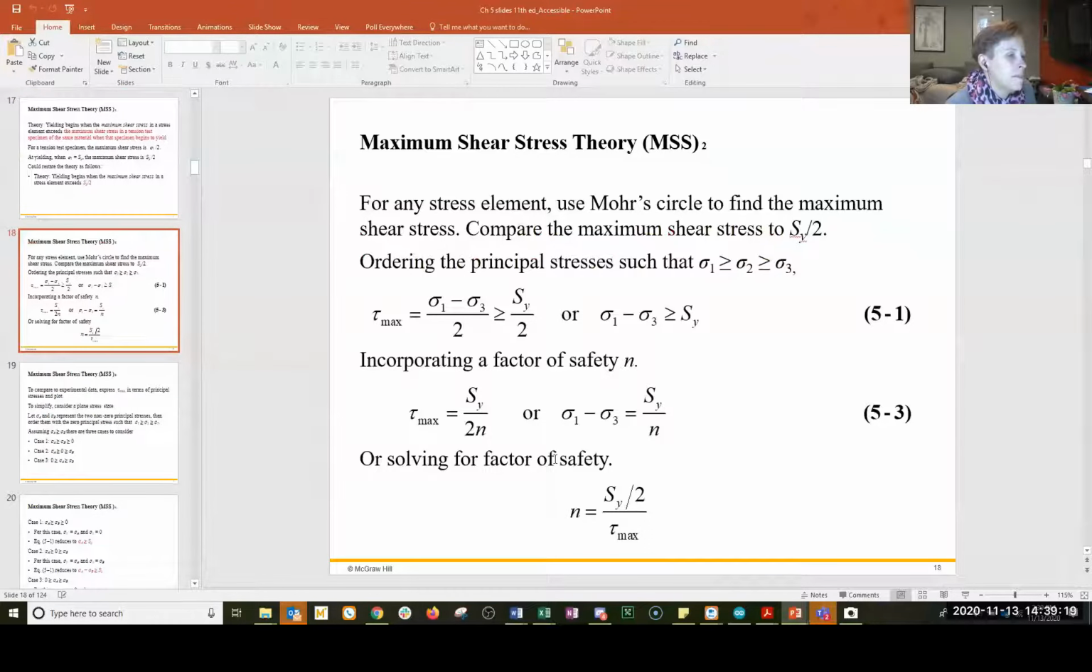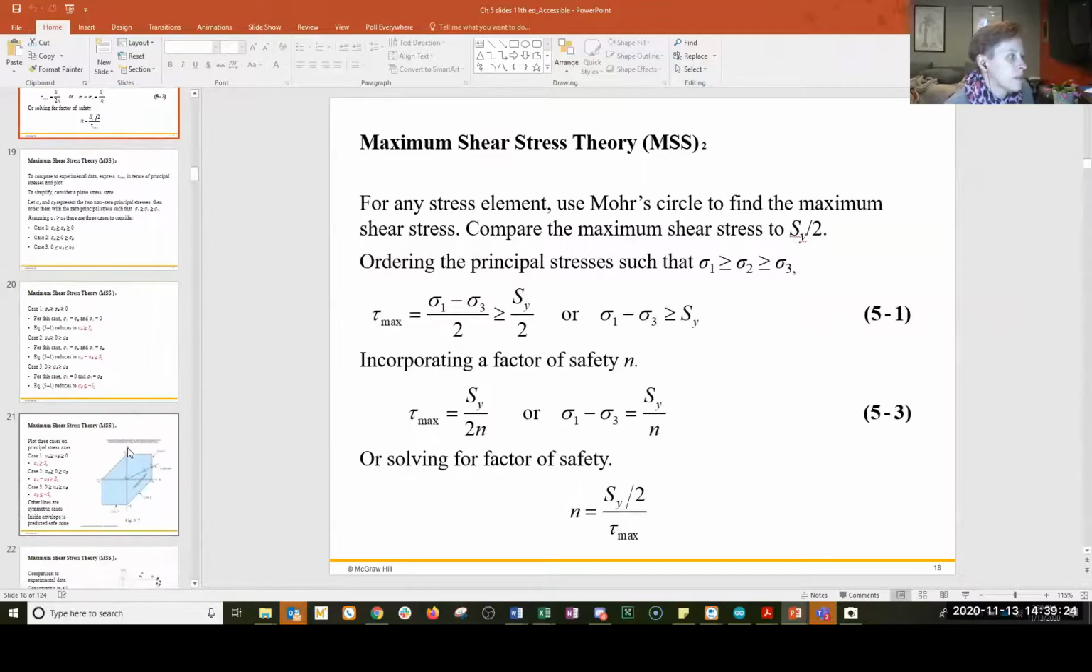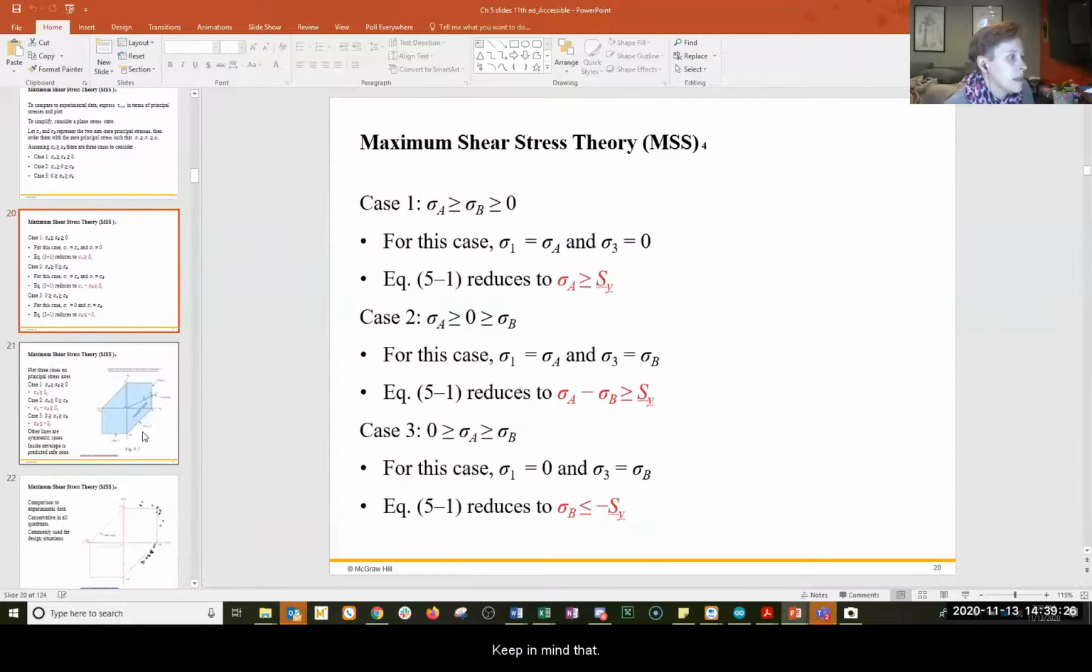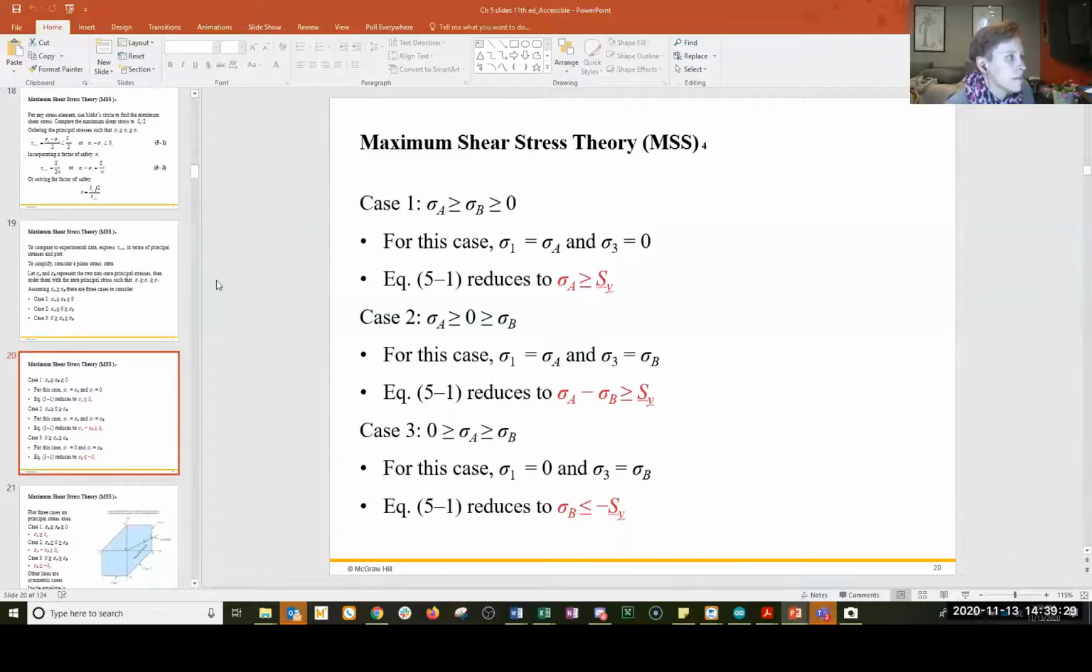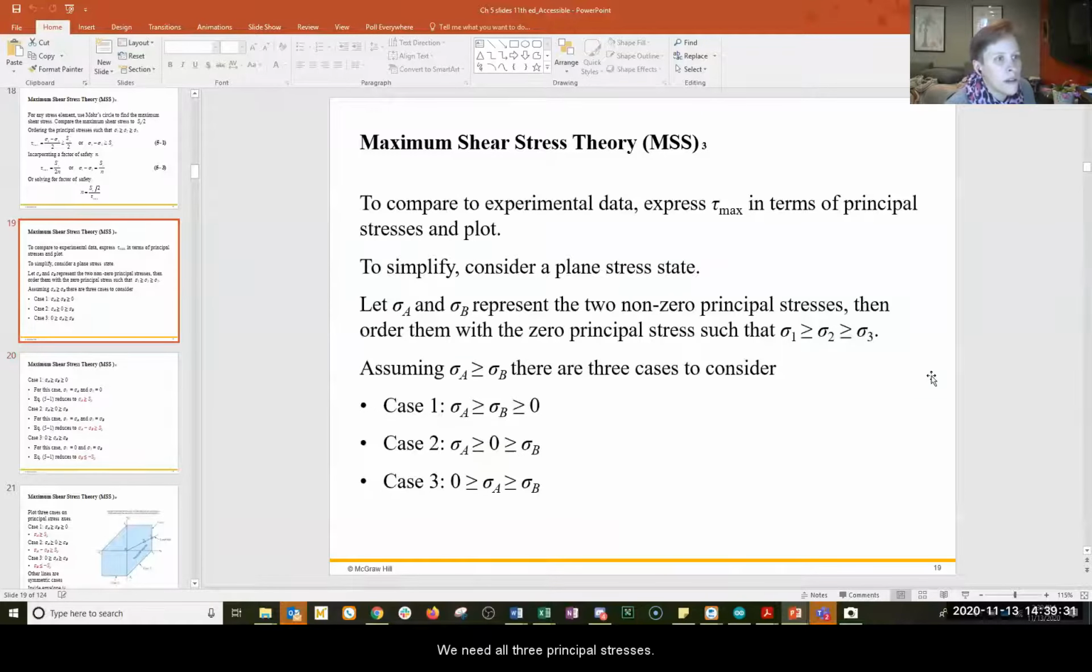So we're talking about equations 5.1, 5.3, pretty straightforward. Keep in mind that we need all three principal stresses, and we always order them from biggest to smallest. So sigma 1 is the largest on the number line, right? So even if sigma 3 is bigger in magnitude but it's negative, it's still sigma 3. We go from right to left on the number line as we order them, okay?